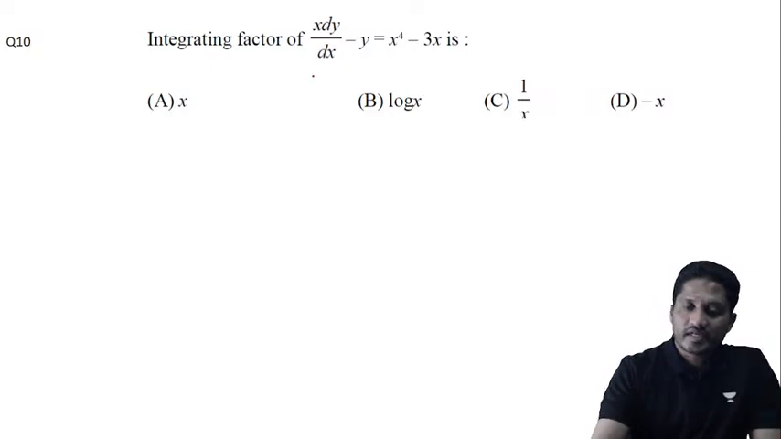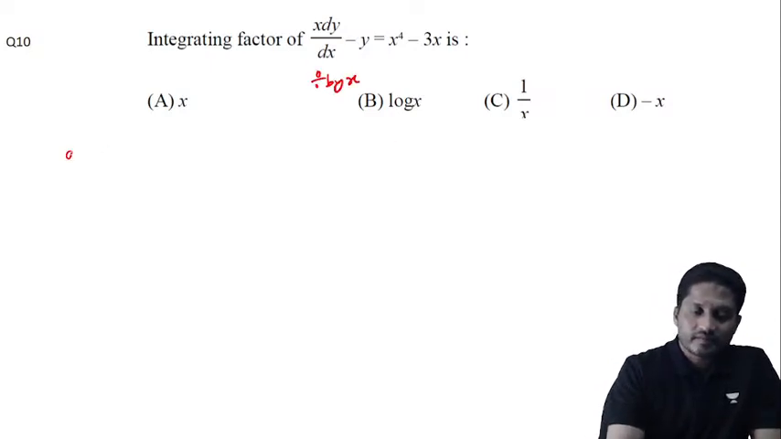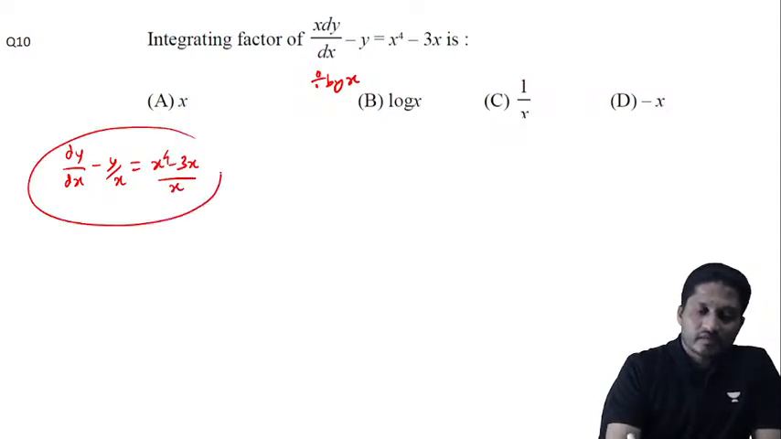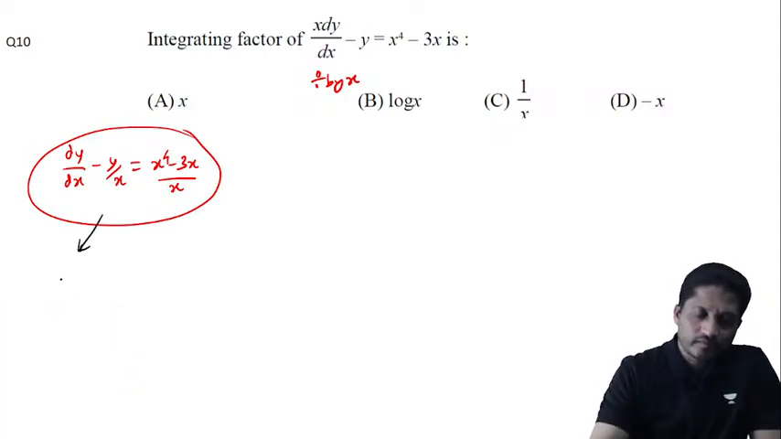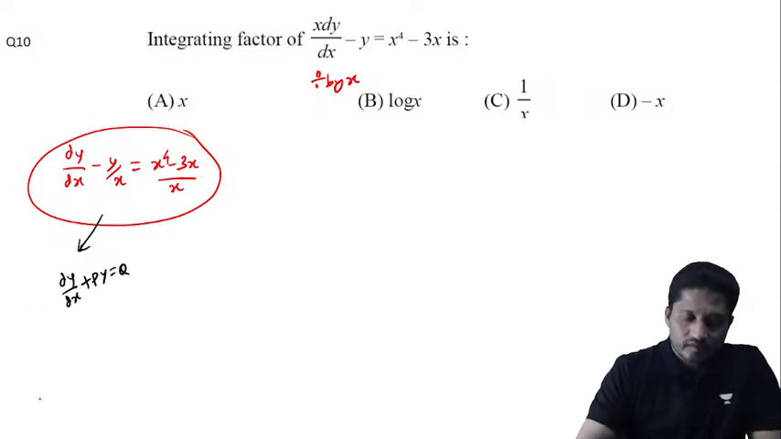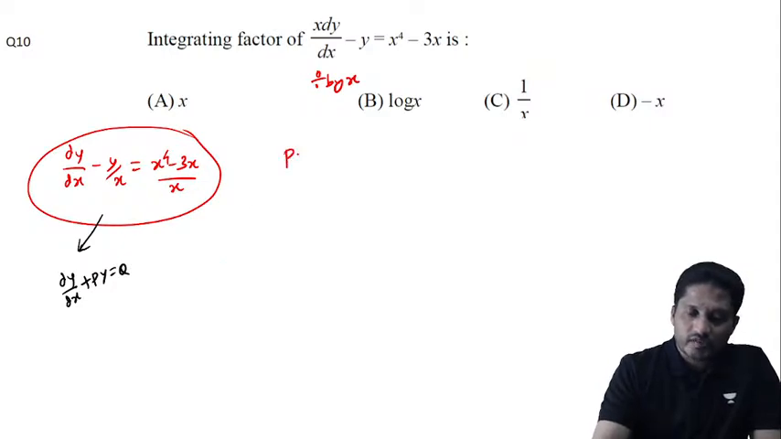Alright, I want the integrating factor. I'm going to divide by x. If I divide throughout by x, dy by dx minus y by x is equal to x power 4 minus 3x and whole divided by x. This is of the form dy by dx plus py is equal to q. Okay, p is equal to minus 1 by x.